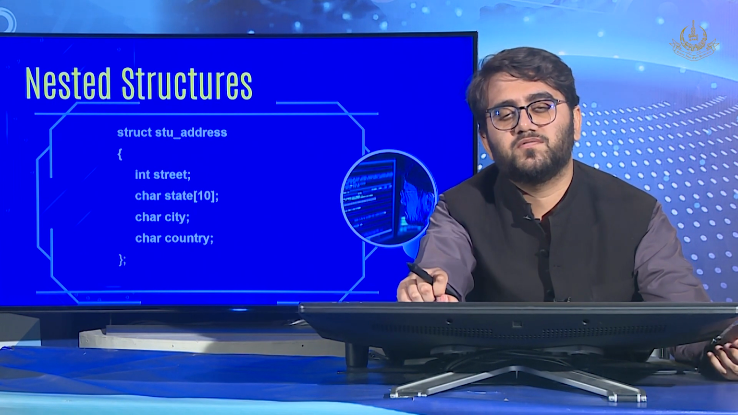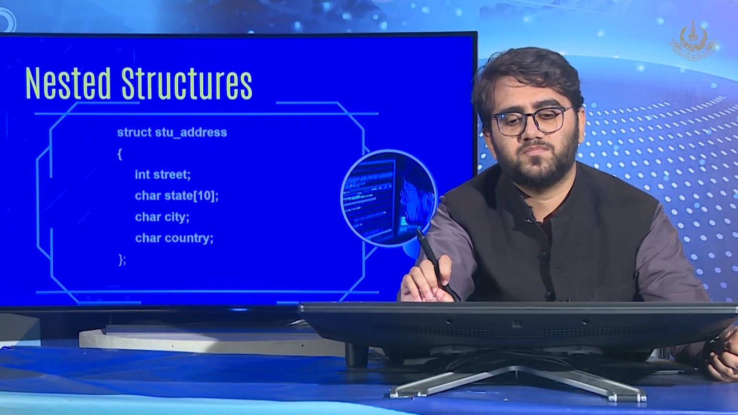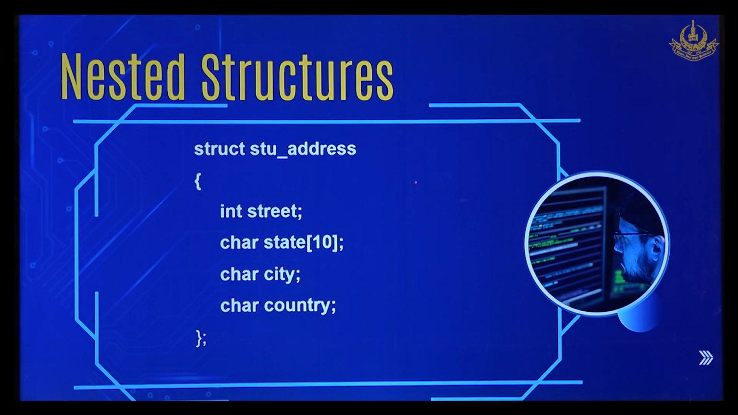There is another thing which you have to understand, which is a little bit more complex than simple structures. A structure can itself be a part of another structure. These structures would be called nested structures. Nested structures are those structures which contain other structures as their members. For example, if we had declared a structure of address type, stu address, it would have street, state, city, and country.